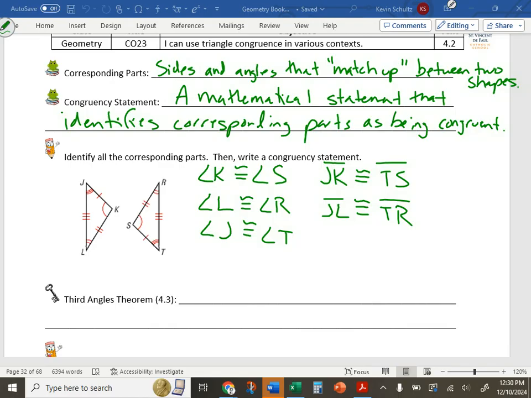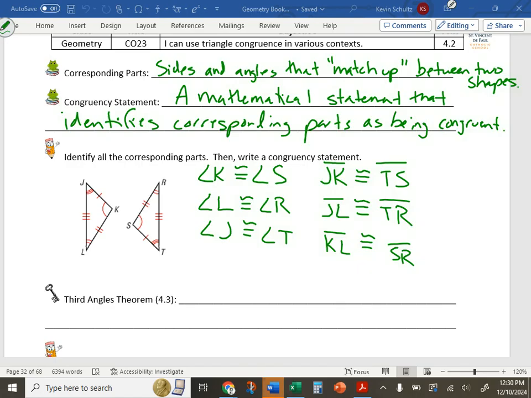Third pair of sides. K and L and S and R, from our single arced angle to our double. Side KL is congruent to side SR. Okay. So, these are all the corresponding parts.